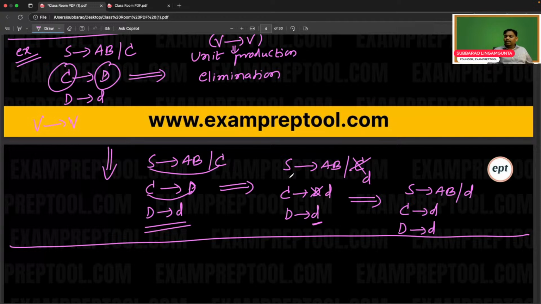Single variable generating single variable. That means one function calling another function without any work. Main calling A, no work before, afterwards also no work. One function calling another function, in between no work, afterwards also no work. These are called useless things. In grammar terminology, that is called unit production elimination.